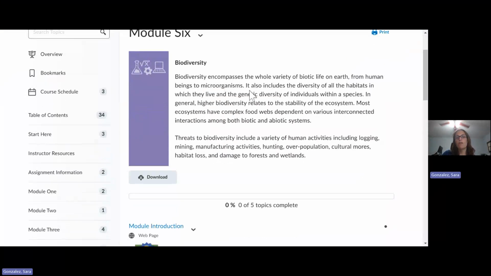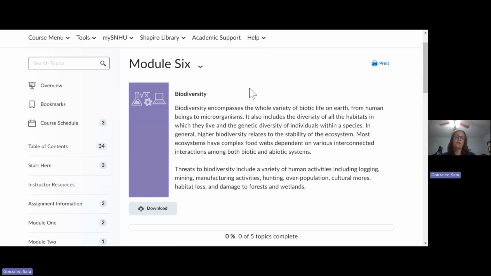biodiversity. So we're going to look at the importance of biodiversity, how this whole variety of biotic life, and this is looking at the insects, the animals, the trees, the soil, everything, biodiversity, how it makes it so diverse here in terms of habitat. Also looking at genetic diversity.